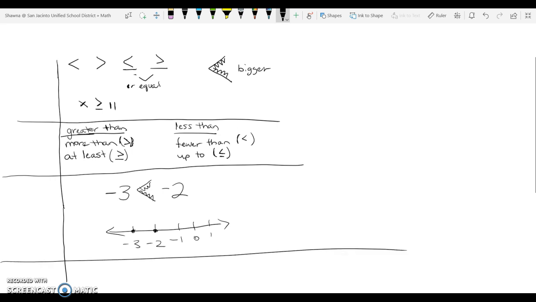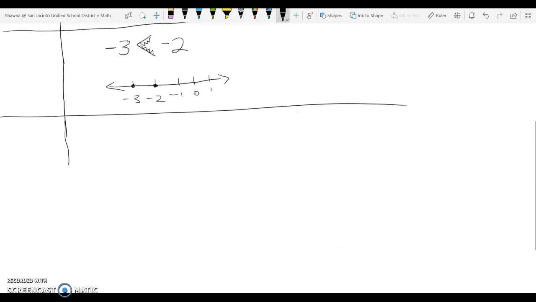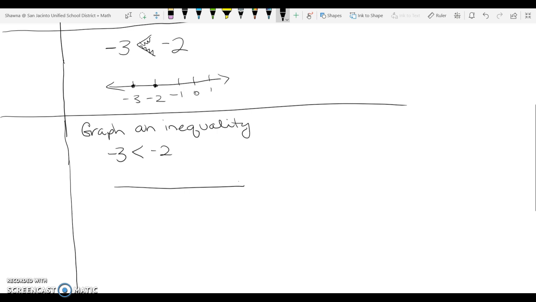All right, graphing. You're going to come across a time where you need to graph an inequality. So let's write that. Graph an inequality. An inequality means not equal. Let's use that example from above. I have -3 is less than -2. And I'm going to draw a number line.